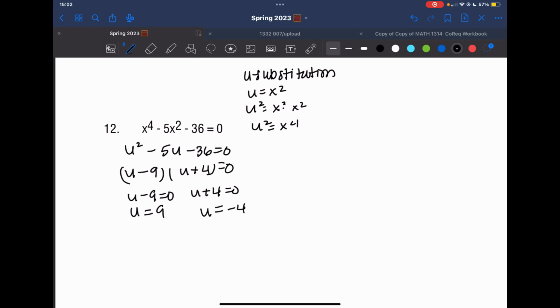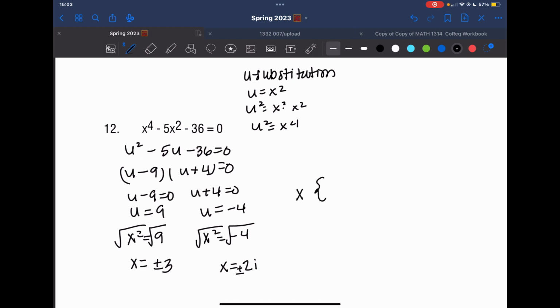Now we have to undo the u substitution. So this is x squared equals 9. X squared equals negative 4. We're going to take the square root of both sides. So I get x equals positive and negative 3. X equals positive and negative 2i. So altogether, solutions for x are equal to, I will expand this for you, negative 3, 3, negative 2i, and 2i.